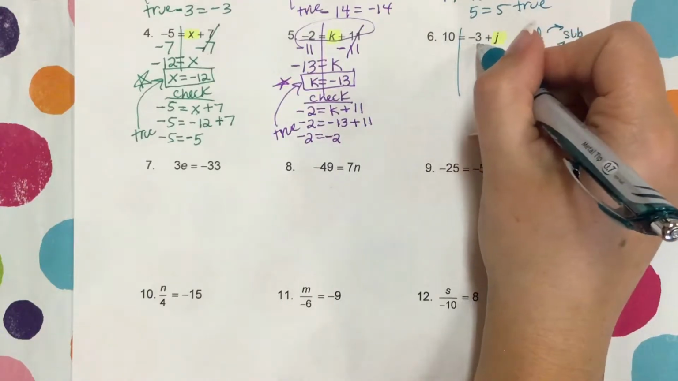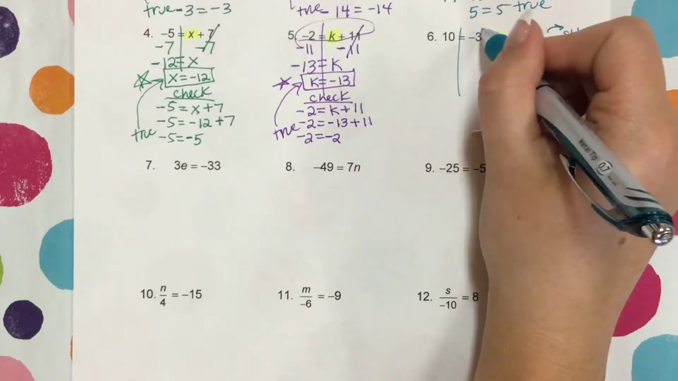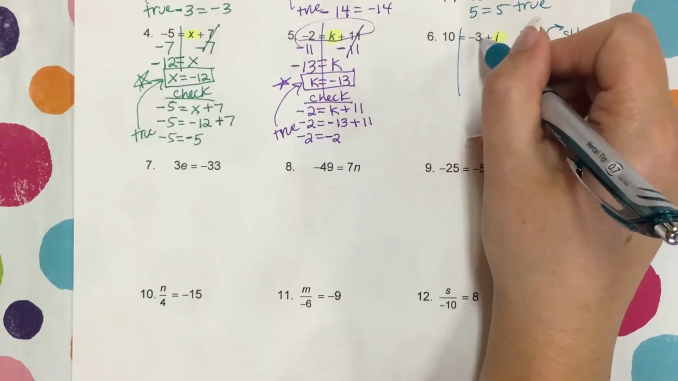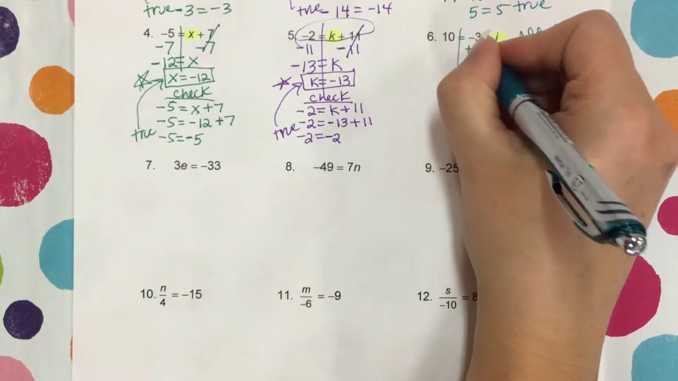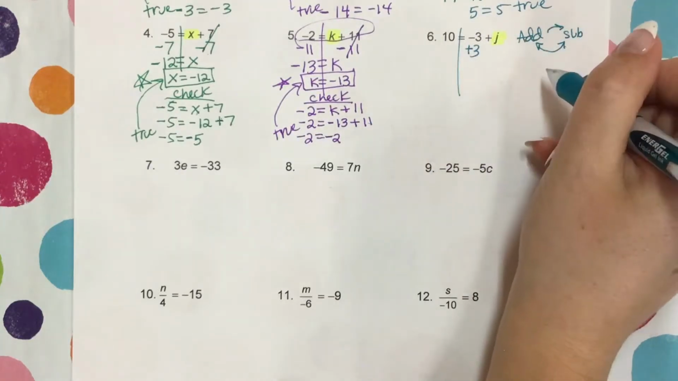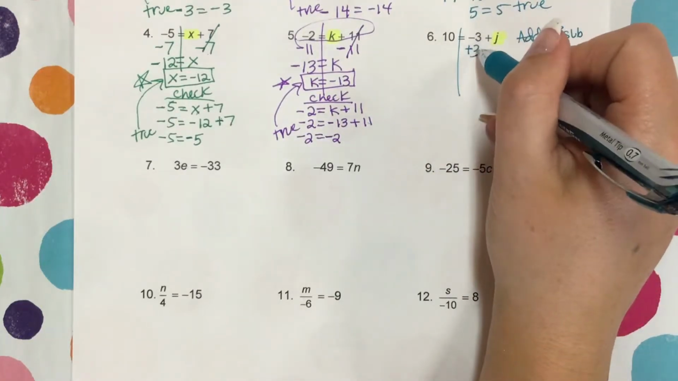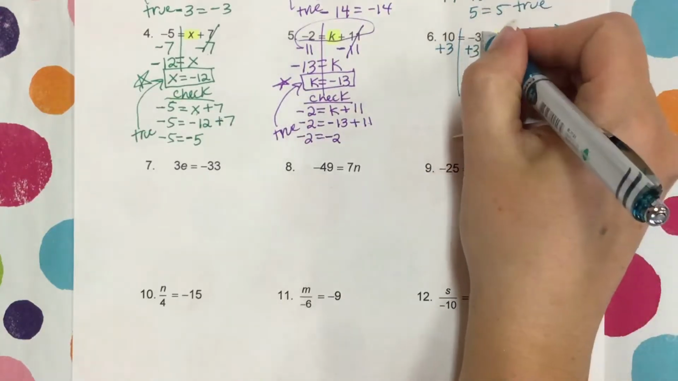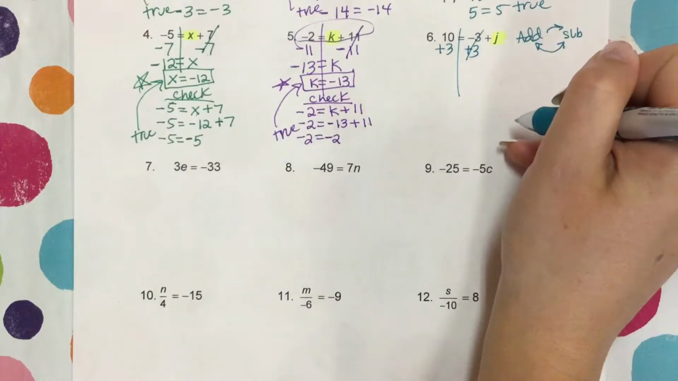And what you do is you look at a -3. And what is the opposite of -3? The opposite of -3 is a +3. Okay? So we're going to add 3 to both sides because our goal is to cancel this out and have it become 0.